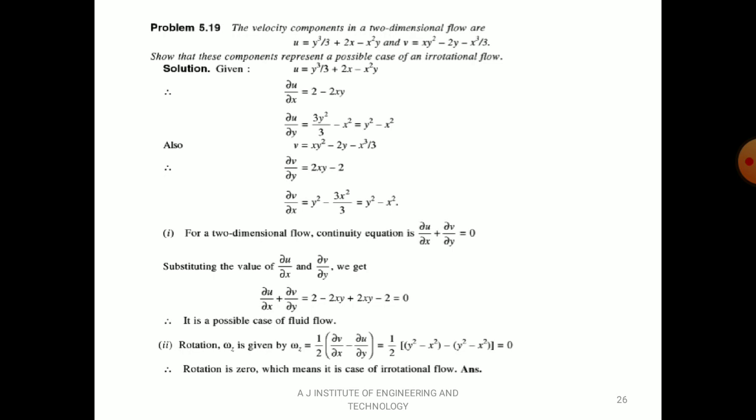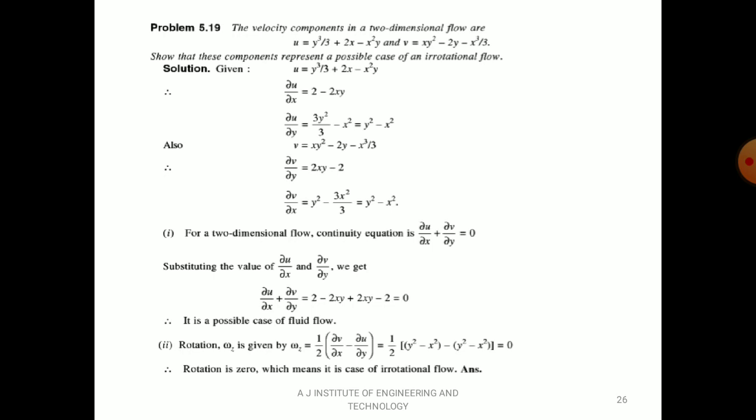So first write down the given components, that is u equal to y cube by 3 plus 2x minus x square y. Differentiate with respect to x, dou u by dou x equal to 2 minus 2xy. Dou u by dou y equal to 3y square by 3 minus x square, that is equal to y square minus x square.